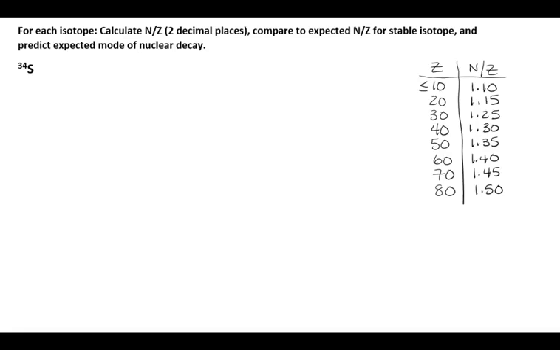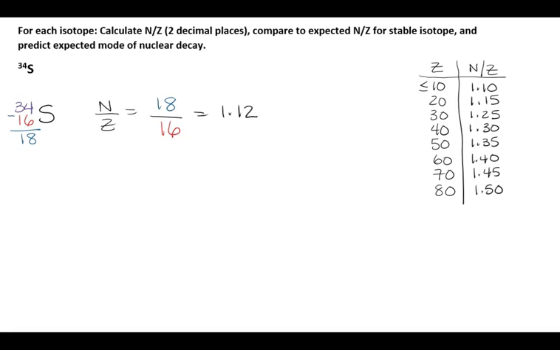Our last example is for sulfur-34. So we'll go through this one more time. So we have a mass number of 34. Sulfur has atomic number 16. So we subtract to get our neutrons, and our neutrons are at 18. So calculating our N to Z, we have 18 divided by 16, which gives us an N to Z of 1.12.